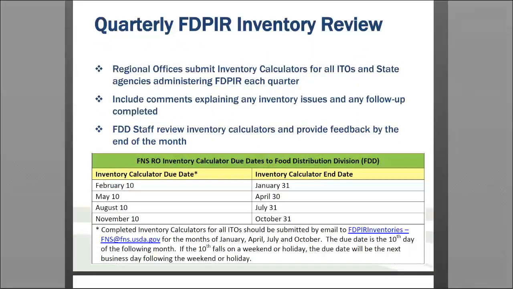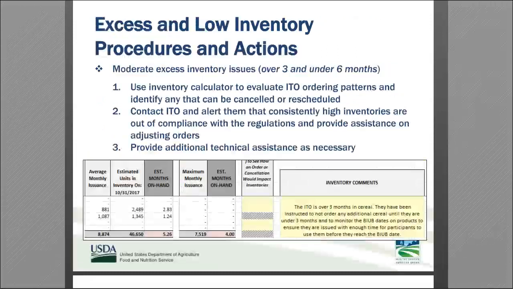The FDPIR inventory management SOPs include a standardized FDPIR inventory calculator review schedule. Regional offices submit inventory calculators for all ITOs and state agencies administering FDPIR each quarter with the schedule outlined on the slide. The calculator includes a notes field that should be used to note any inventory issues found and any follow-up done with the ITO. Once received, FDD staff review the inventory calculators and provide any necessary feedback by the end of the month. The data from these calculators is also compiled into a national FDPIR inventories review. We'll touch on the fiscal year 2017 review later on in the webinar.